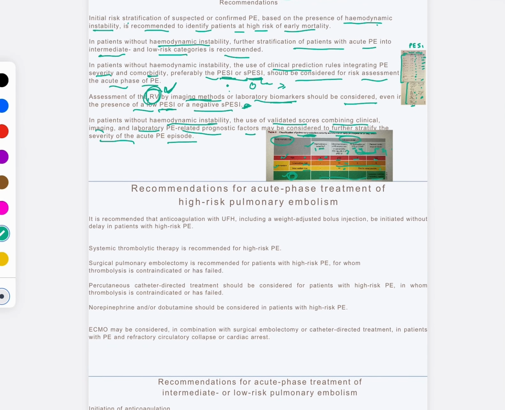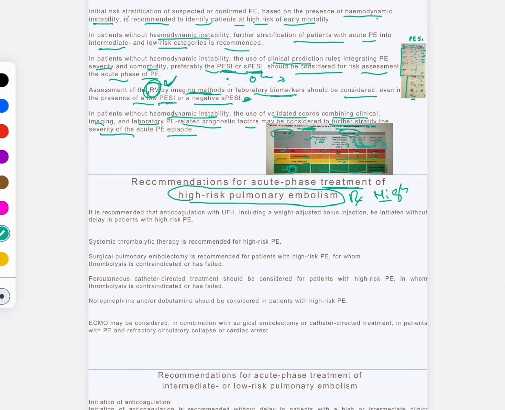Now we are coming to the treatment phase. Recommendations for acute phase treatment of high-risk pulmonary embolism. For high-risk pulmonary embolism, it is recommended that anticoagulation with unfractionated heparin, including a weight-adjusted bolus injection, be initiated without delay in patients with suspected high-risk PE. If it is high risk and you are considering it could be PE, you should start treatment.